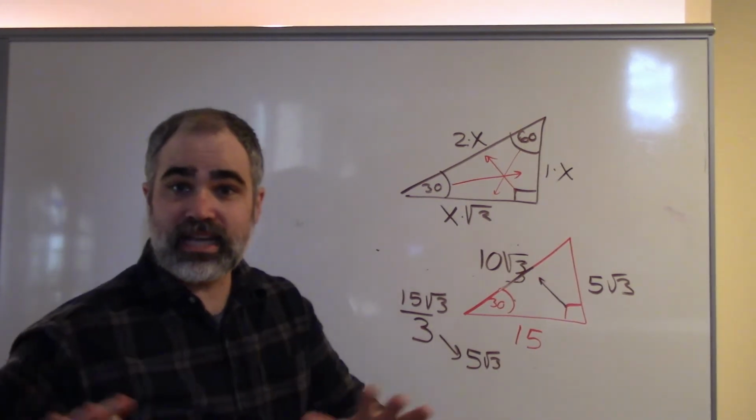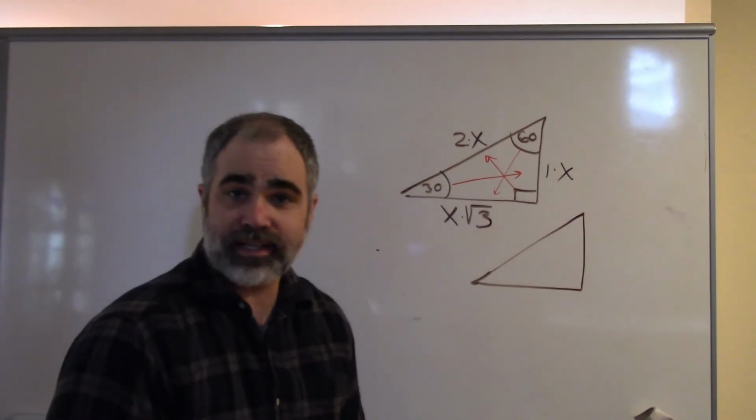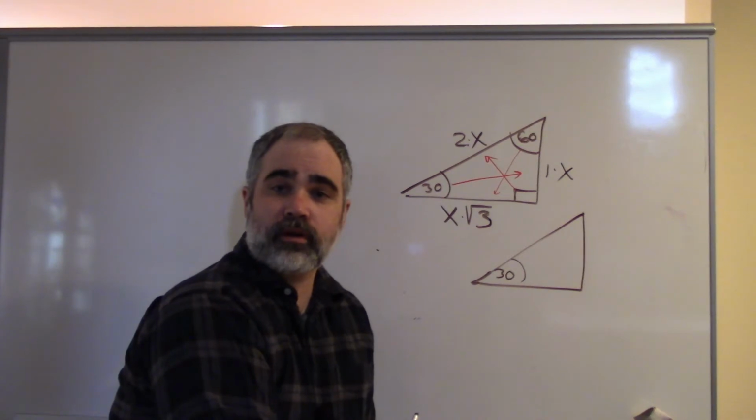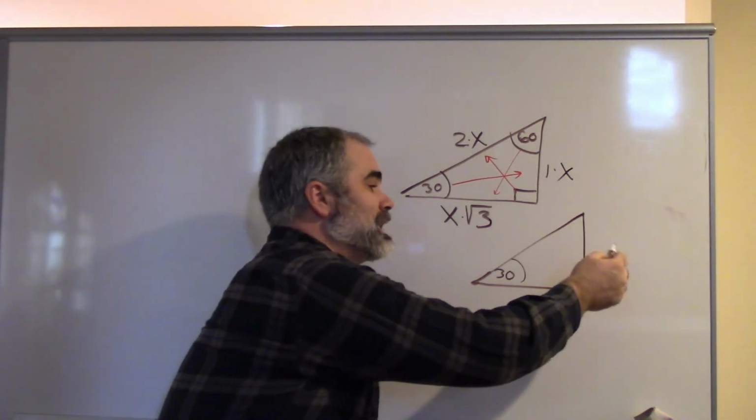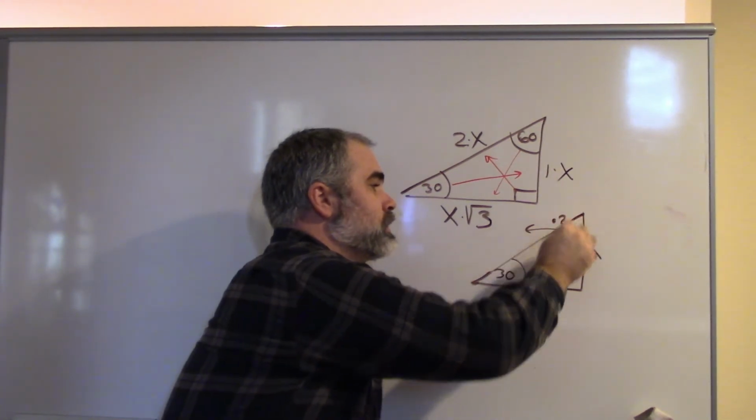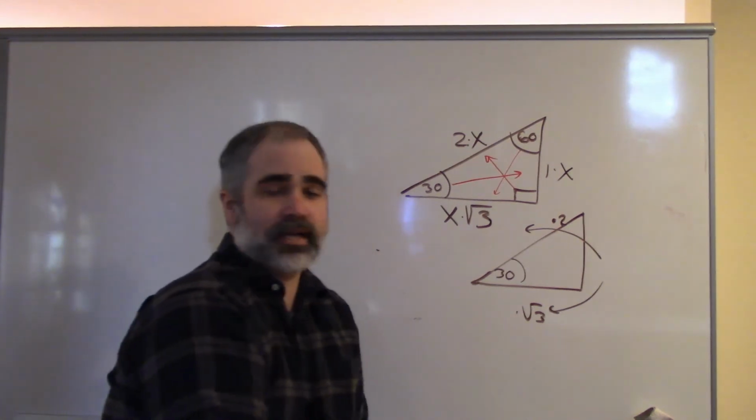Okay, now let me break this down and make it as easy as humanly possible. If they give you the short side, the short leg is across from the 30. If they tell you this one, it's easy. You already have the scale factor, so you just multiply by 2 to get there, and you multiply it by the square root of 3 to get the middle side.